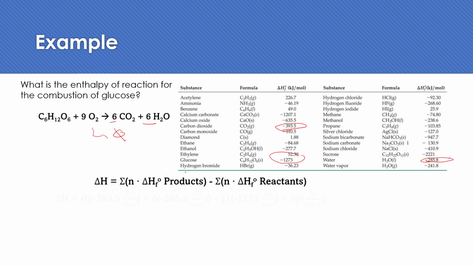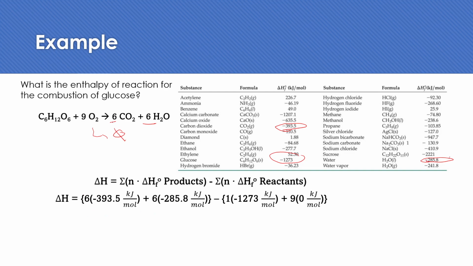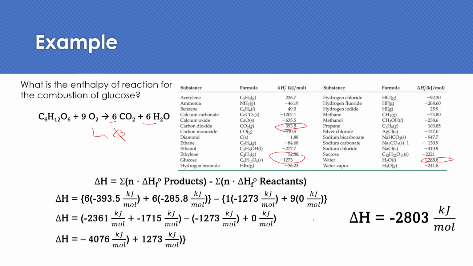So 6 times the delta H of carbon dioxide plus 6 times the delta H for water, all of that added together, minus 1 times the formation of glucose plus 9 times the formation of oxygen, which is 0. So we simplify that, and simplify it again, and there you go. It's negative 2,803 kilojoules per mole. So it looks complicated, but it's actually really straightforward.